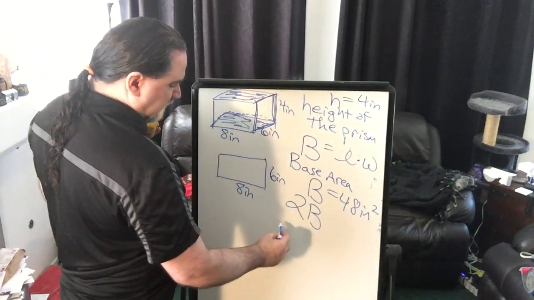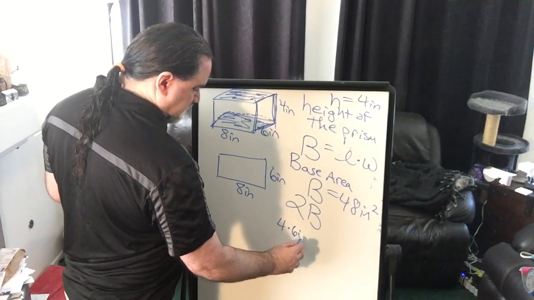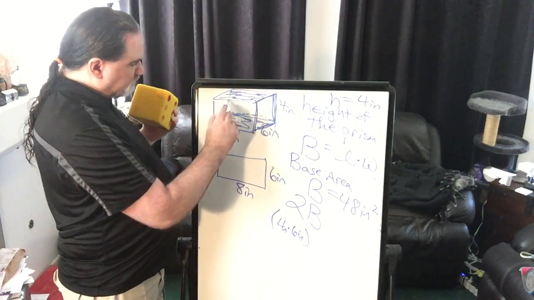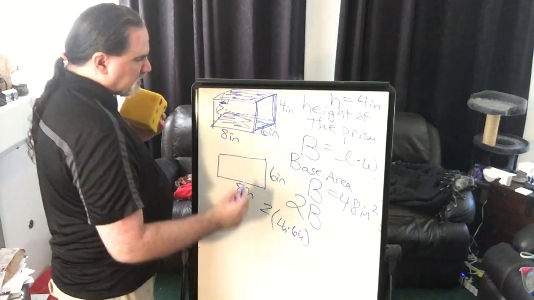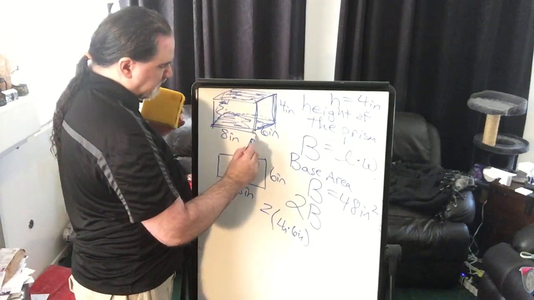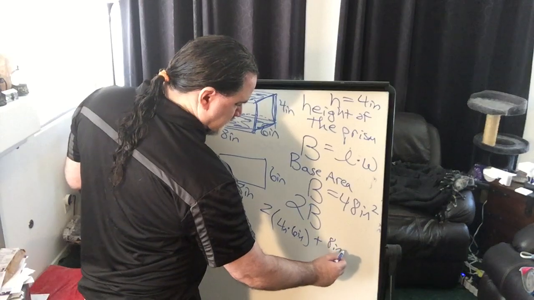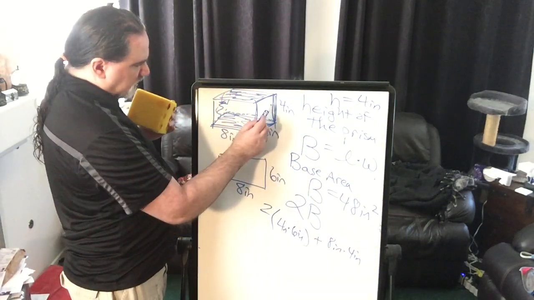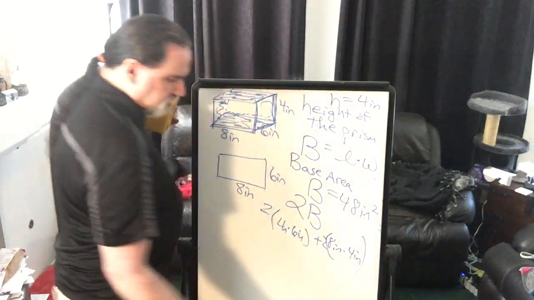So that would actually be 4 inches times 6 inches. Right? And there's another one just like it over here. So there's 2 of those. Then there's the front and the back. So there's a 8 by 4. And there's one of those in the front, and there's one of those in the back. So again, there's 2 of those.